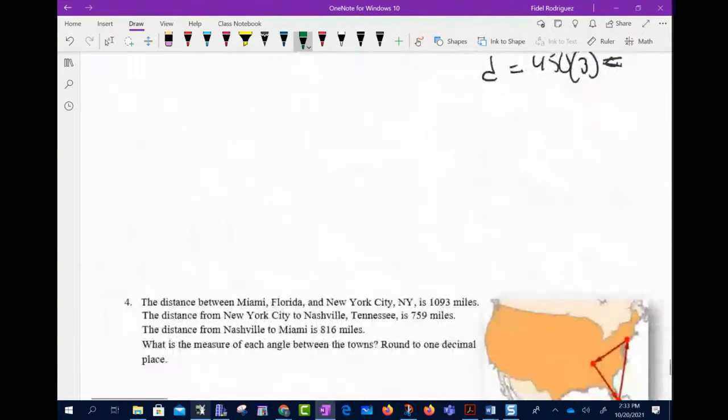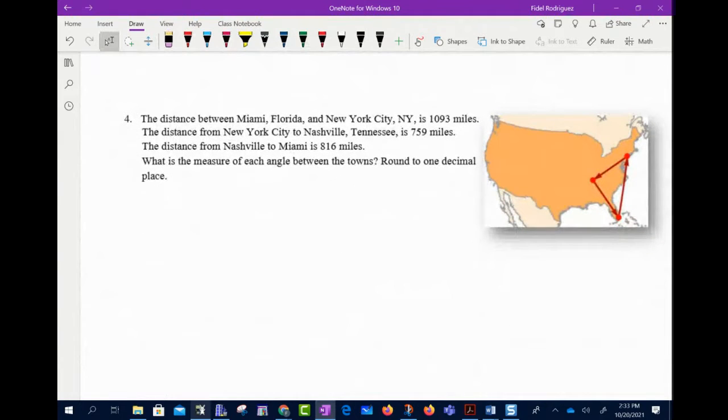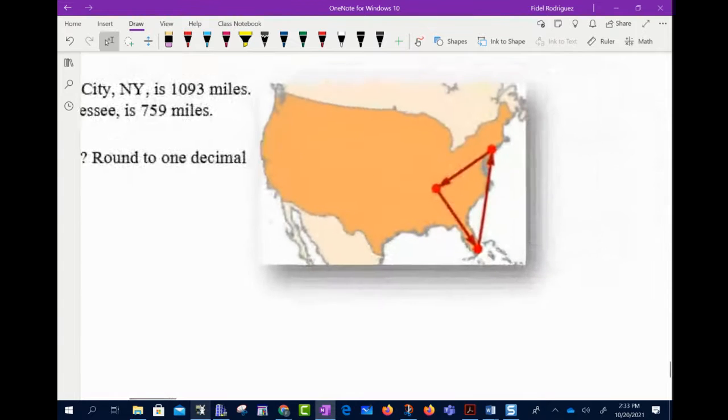Okay, so let me keep scrolling here a little bit more, and we're going to do the same thing, solve the same type of problem, using problem number 4, and it says the distance between Miami, Florida, and New York City is 1,093 miles. The distance from New York City to Nashville, Tennessee is 759 miles, and the distance from Nashville to Miami is 816 miles. We're trying to find the measure of the angle between the towns, round to 1 decimal place. Okie dokie artichokes. So I'm going to zoom in here.